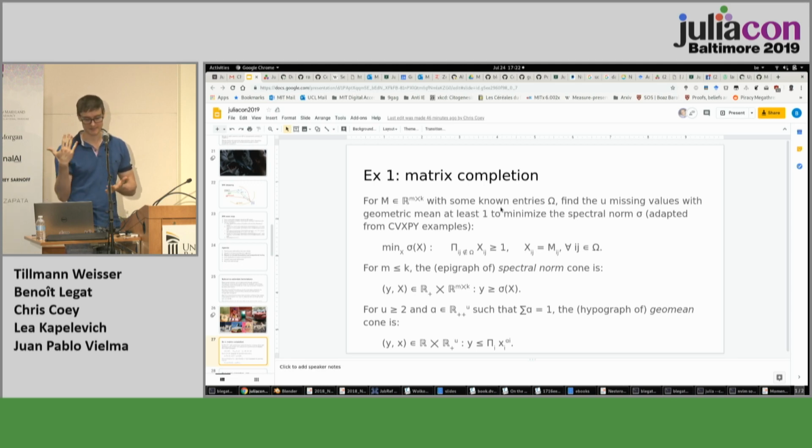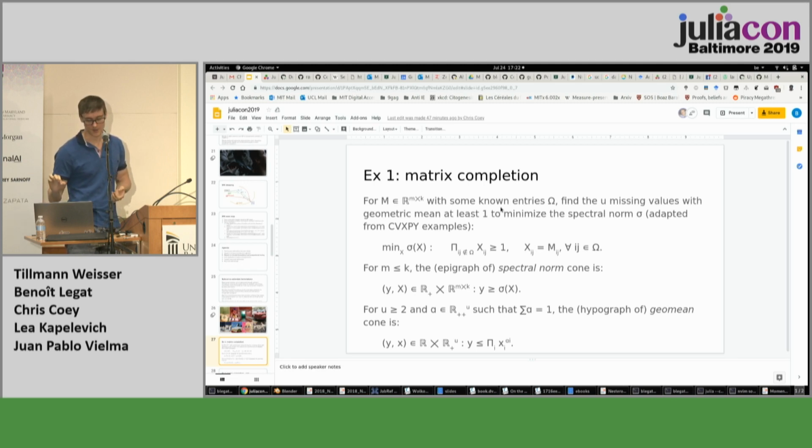So we have some matrix M with some known entries and U unknown entries. And we want to minimize the spectral norm subject to this constraint that the missing values that we find have a geometric mean greater than 1. And the values that are known are matched. And this is just adapted from CVXPY. I don't know exactly why you want to do these things, but I don't care.